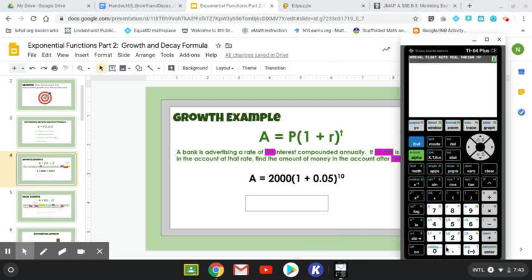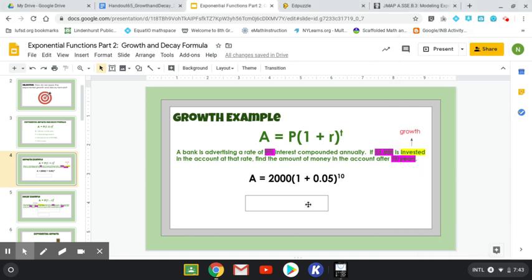Now we go to our calculator and we just plug that in as is. 2,000 open 1 plus 0.05 close, oops, I put a little extra here, close, raised to the 10th power. Enter. Since this is money, we're going to round it to the nearest hundredths. Unless they tell you otherwise, you're always going to round money to the hundredths spot. So this 8 is going to go up to a 9. So our answer is, after 10 years, you will have $3,257.79 in your account.